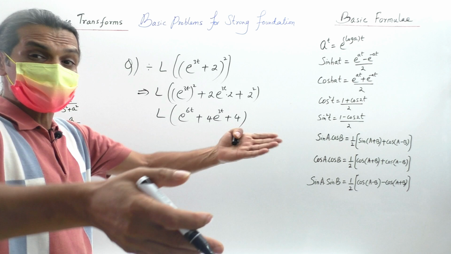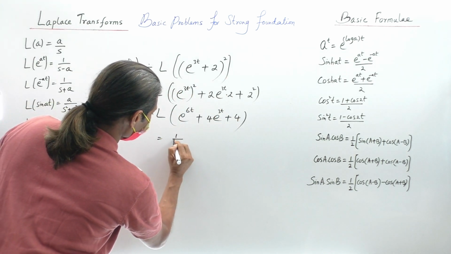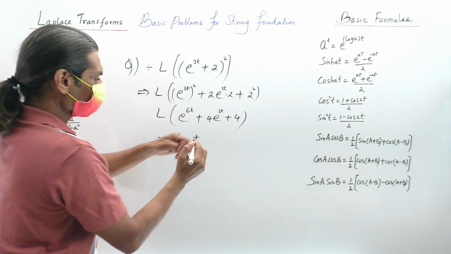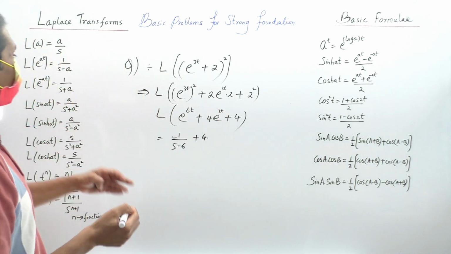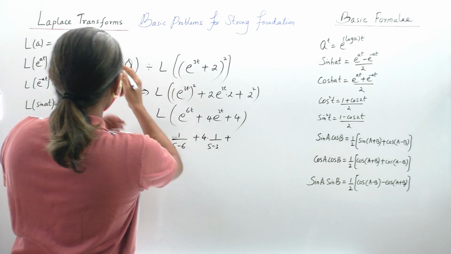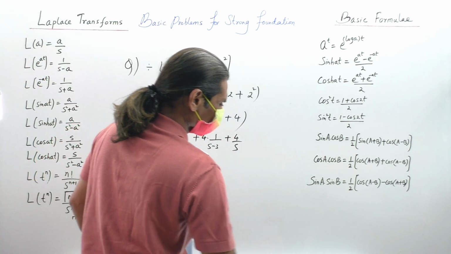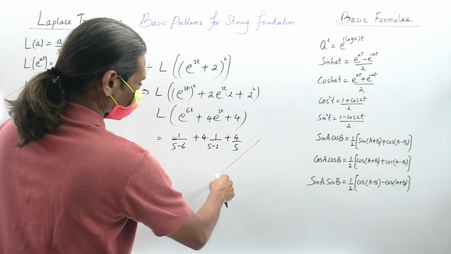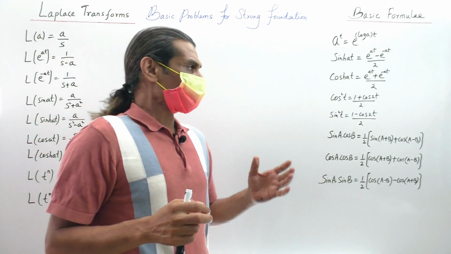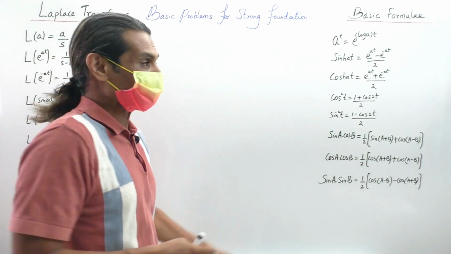Very simple, it is now in the standard form. Laplace of e raised to at is 1 by s minus a. So the answer here is 1 by s minus 6, plus 4 into, again, 1 by s minus 3, plus 4 is a constant, and Laplace of 4 is 4 by s. That's it. Such a simple solution for this question. I solved many problems which can make your foundation stronger in Laplace, and I hope you understand how to apply the basics.